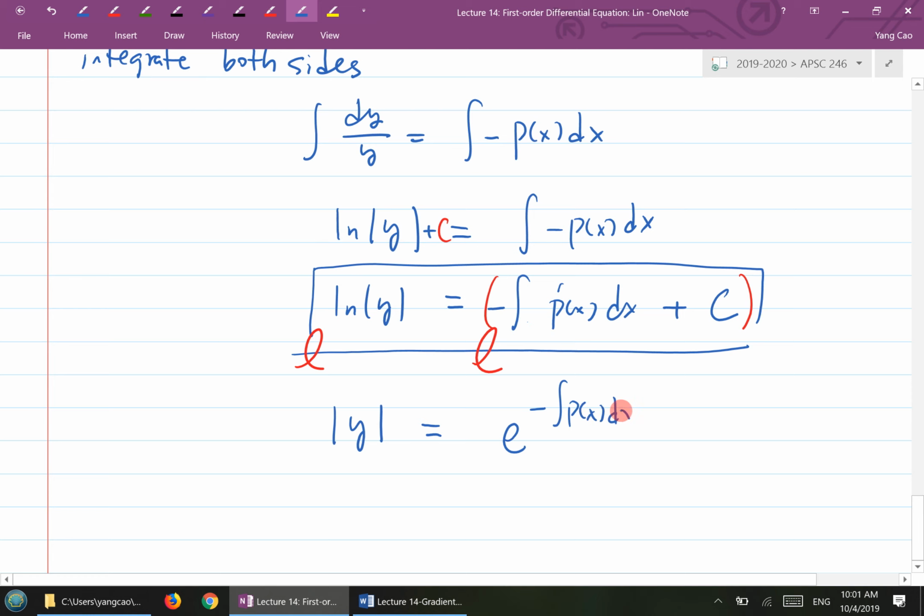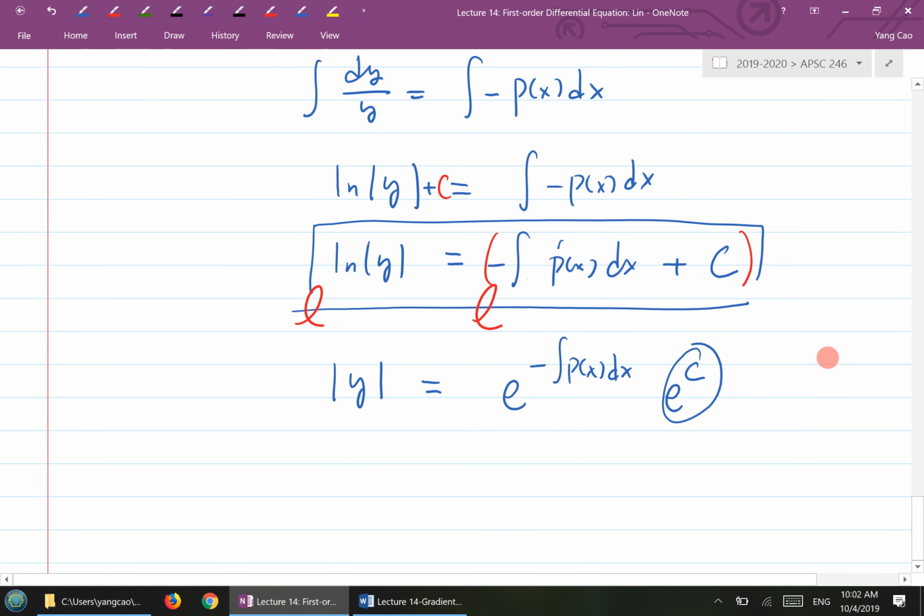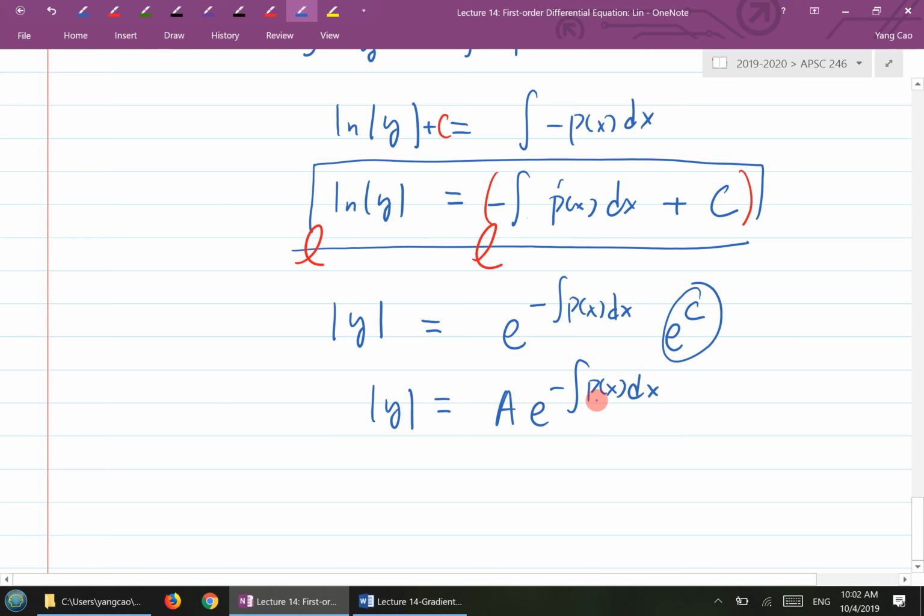the integral of p of x dx. So this is e to the power of one term plus another term, so I can write it as e to the power c. Right? e to the power of a plus b equals e to the power a times e to the power b. And e to the power of c is a constant, right? So I'm going to just call this a constant, call it A here. So absolute y equals a constant times e to the power of this term.